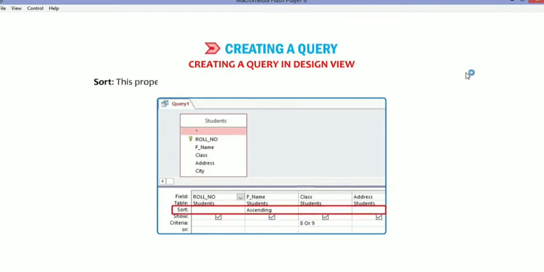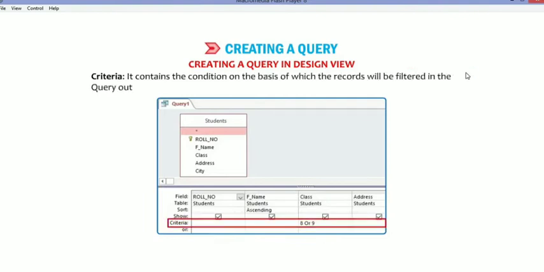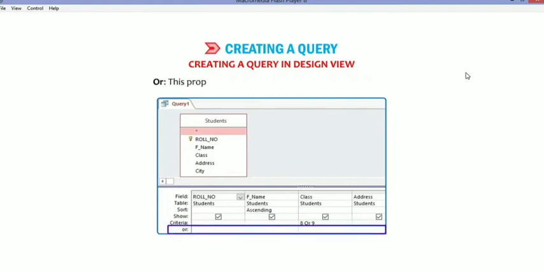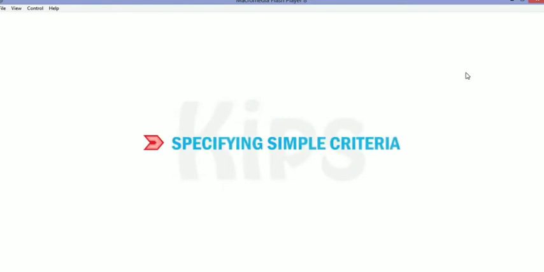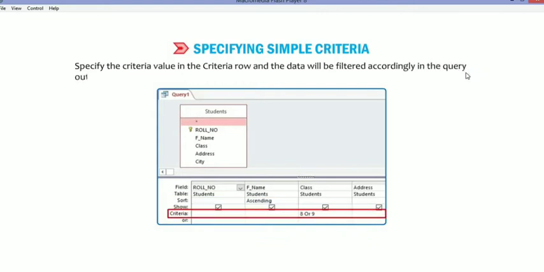Sort. This property is used to filter the data either in an ascending or descending order. It is optional. Criteria. It contains the condition on the basis of which the records will be filtered in the query output. Or, this property is used to set multiple criteria in a query. Okay, students, let us find out how to specify simple criteria. You specify criteria in the criteria row of the design grid. Specify the criteria value in the criteria row and the data will be filtered accordingly in the query output.